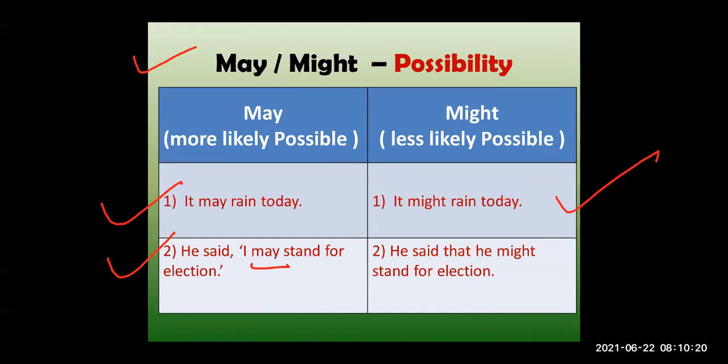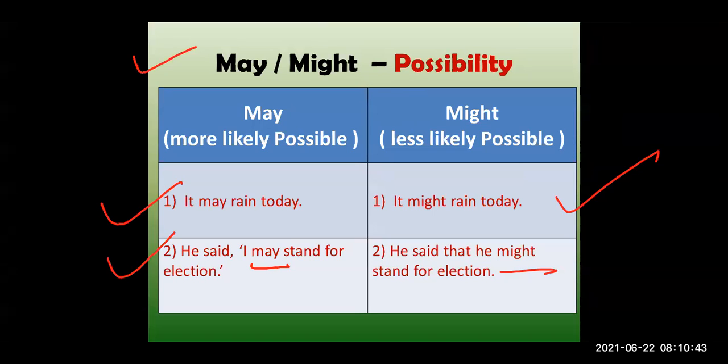Now here less possibility is there. The person still has not decided to stand for election. So here he has used the modal auxiliary might. He said that he might stand for election. Okay, so might is the past tense of may.